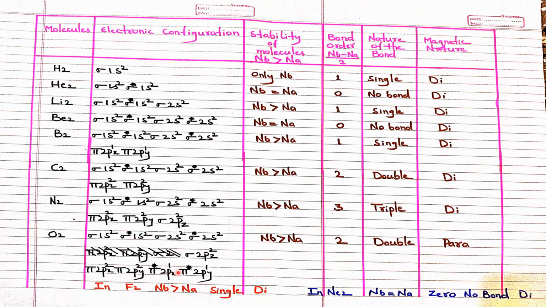Now Nb is more than Na, definitely, so it is stable. Now how many Nb are there? In the case of oxygen, Nb equal to 10. Please count. And in the case of oxygen, number of antibonding Na equal to 6. So (10 minus 6) by 2 equal to 4 by 2, that is equal to 2. So it is a double bond.